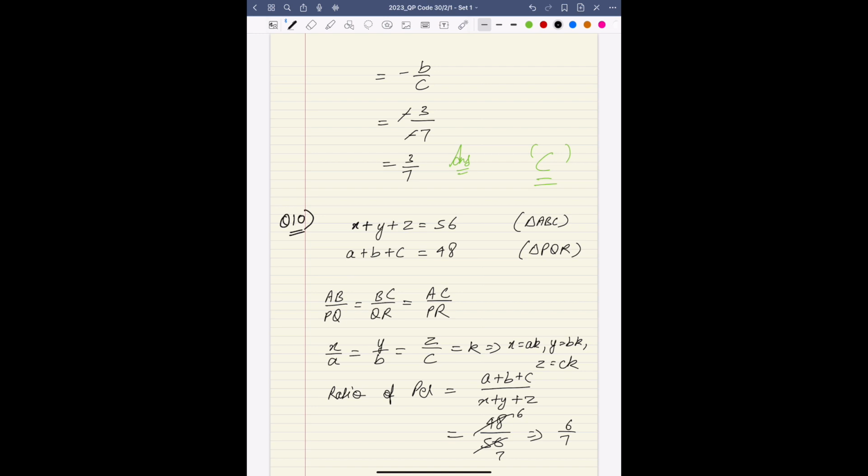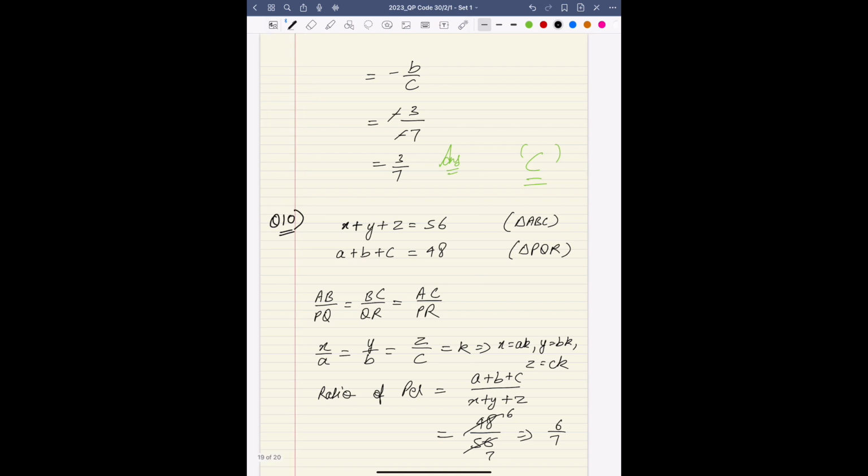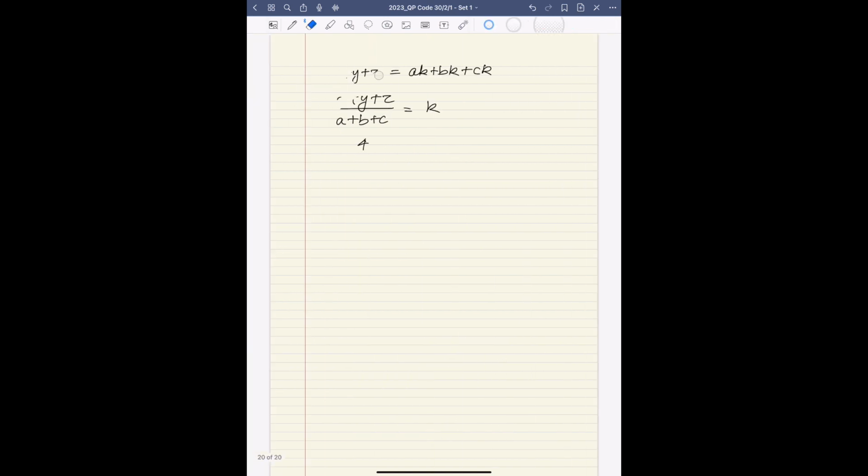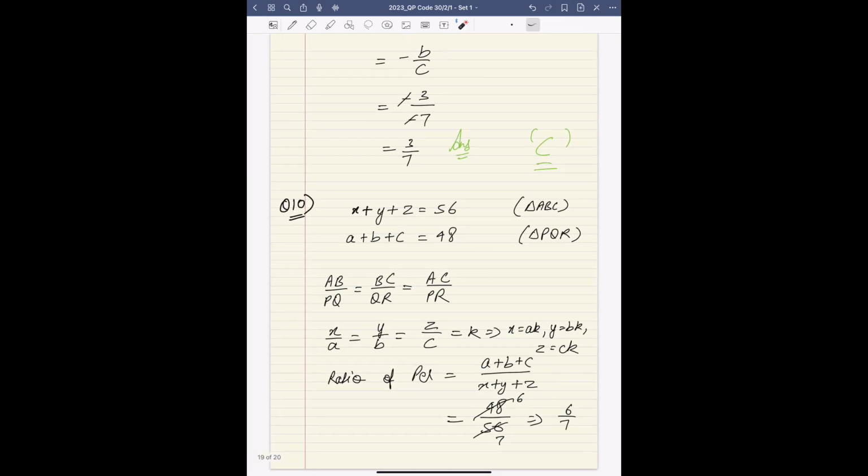So we have taken here reverse. So the answer will be 6, 7 by 6, correct. PQ upon AB. Wait, one second. I've taken the values. That was getting confused over here. AB upon PQ. So AB is x plus y plus z and PQR is ABC. So then we divide this by this, we get this value.